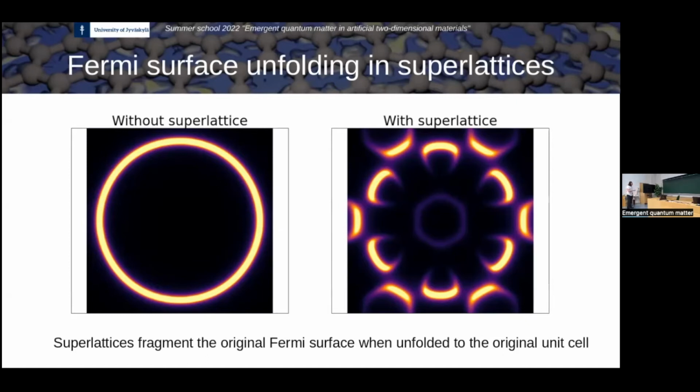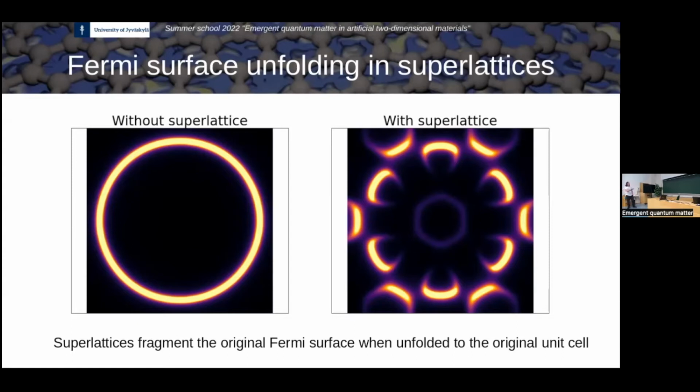In particular, as you will know, the Fermi surface of any electronic system needs to be a closed surface, right? You cannot have open lines for a Fermi surface. But when you have a moire potential, if you project back to the original unit cell, you are actually going to see these open lines. So you are going to see Fermi surfaces that are not closed anymore.